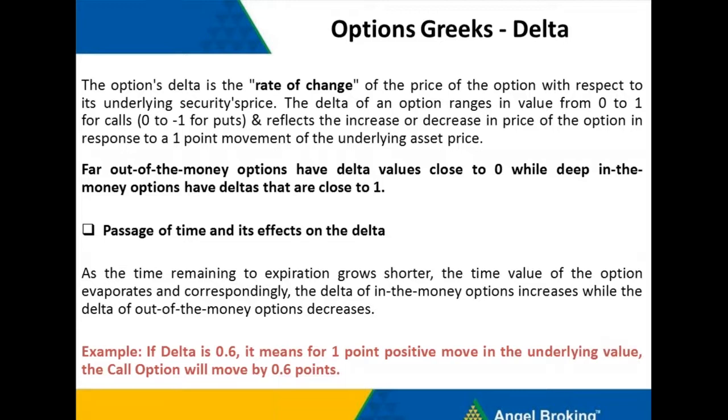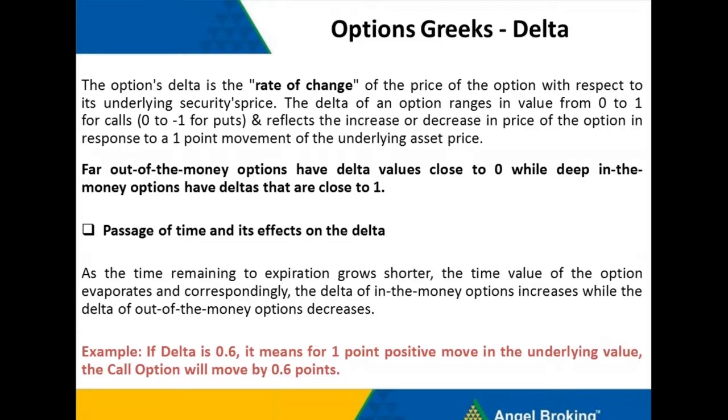expressed not in percentage, but in decimal. So it could be 0.3, 0.4, 0.5, or it could be 0.8, 0.9, depending upon whether it is deep in the money, at the money or out of the money. Far out of the money options have a delta value close to 0, while deep in the money options have deltas close to 1. A delta close to 1 means that the option will change more or less exactly as per the underlying, behaving just like a futures contract.